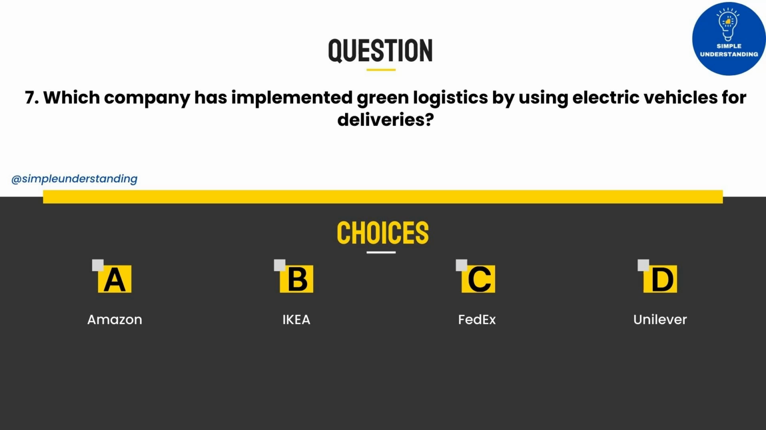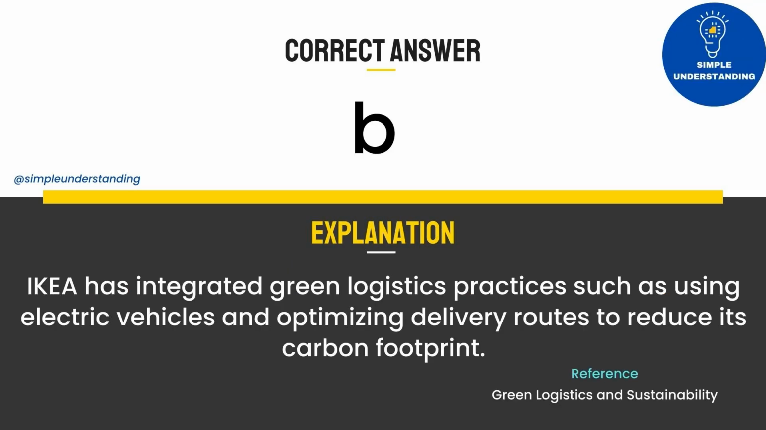7. Which company has implemented green logistics by using electric vehicles for deliveries? A. Amazon. B. IKEA. C. FedEx. D. Unilever. Correct answer, B. Overall explanation. IKEA has integrated green logistics practices, such as using electric vehicles and optimizing delivery routes to reduce its carbon footprint.